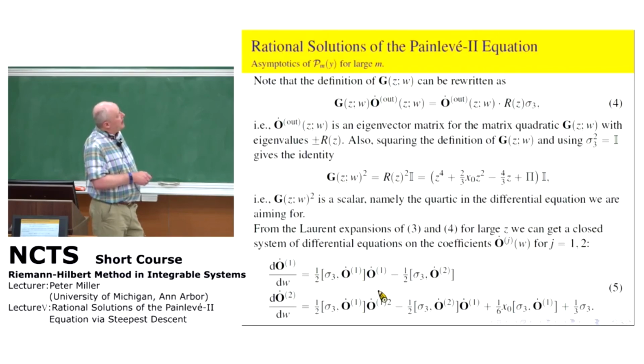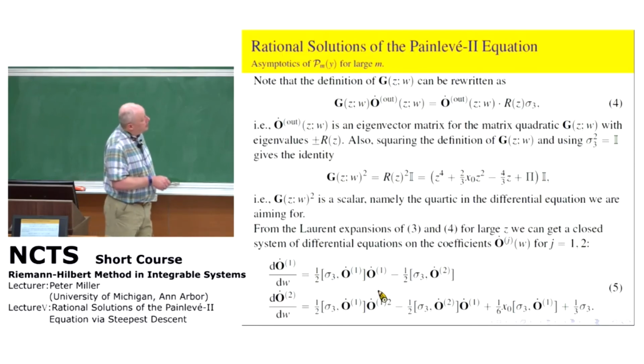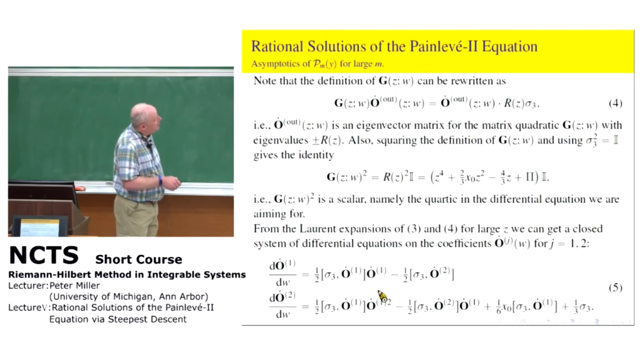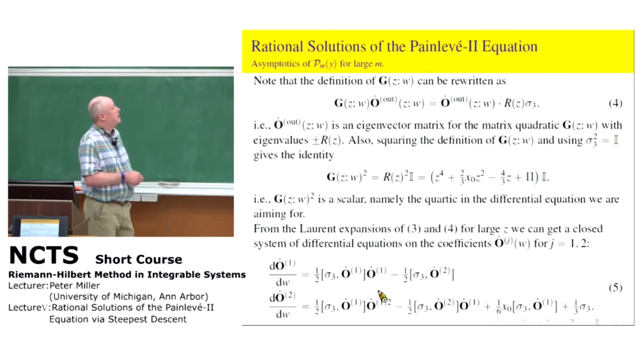Okay, and also if you square the definition of g and you use that sigma 3 squared is the identity, then you get that g squared is R squared times identity, and R squared of course is the quartic right there times identity. So g squared, even though g is a matrix, g squared is really a scalar, and it's exactly the quartic that shows up in our differential equation. And so we're aiming for that. We're going to try to get there using this g.